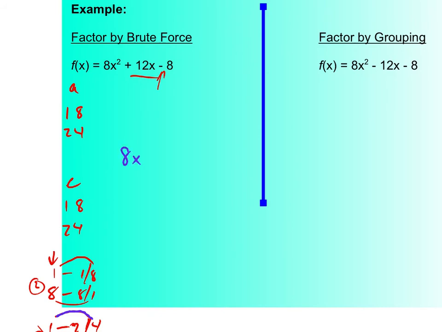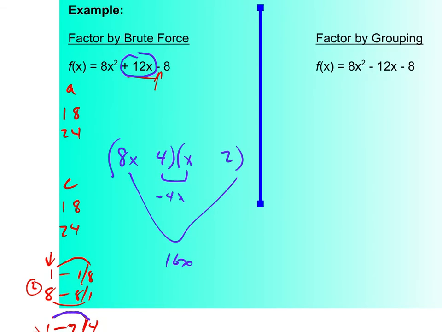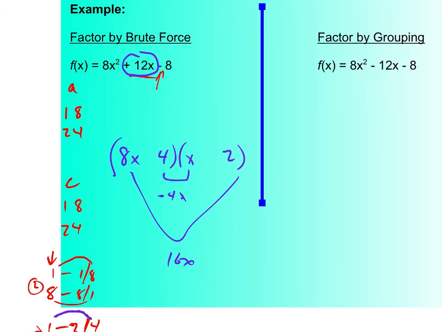Again, 8 would need to be opposite the 2, which means the 1 would be opposite the 4. And again, the inside would be 4x, the outside would be 16x. We need it to be a positive 12, so that would mean the 4 is the negative term here. So we have to put a negative in front of the 4. Oh, sorry about that. A negative here and a plus here.